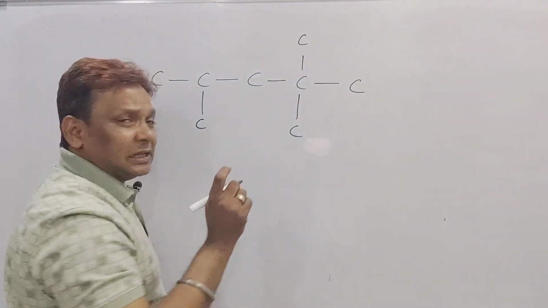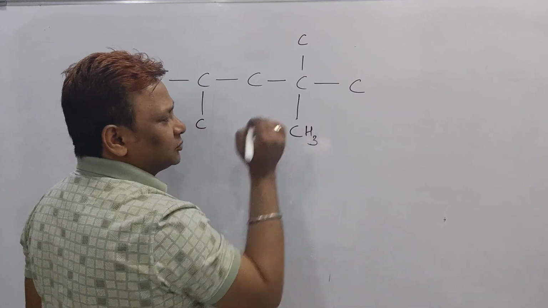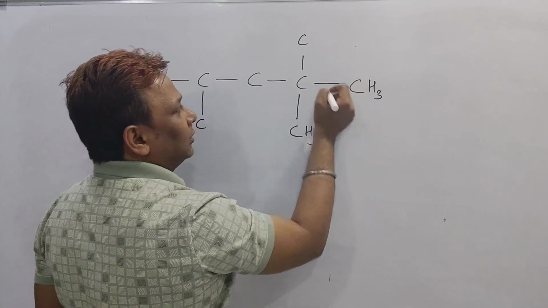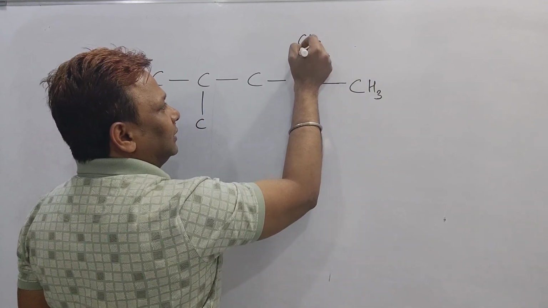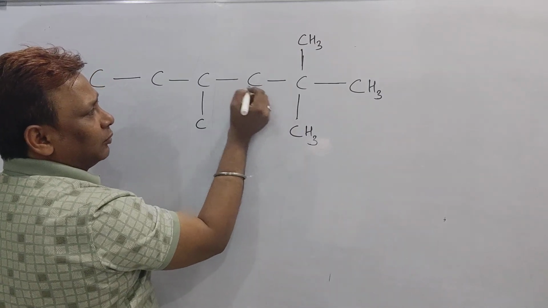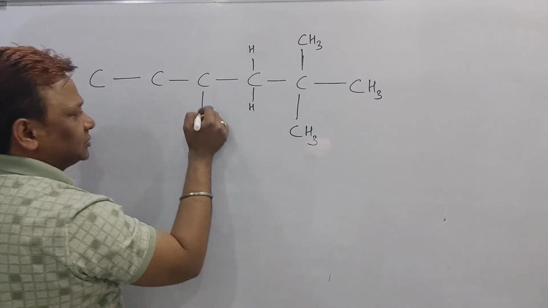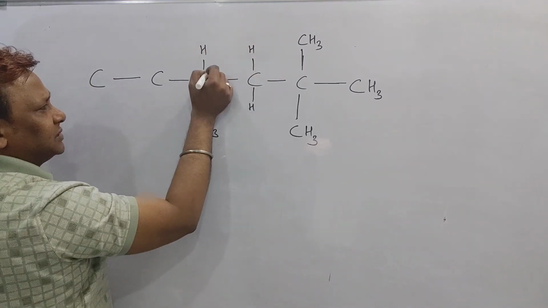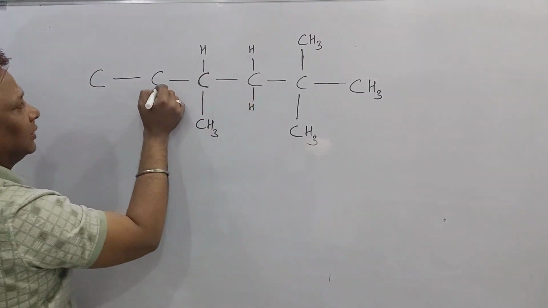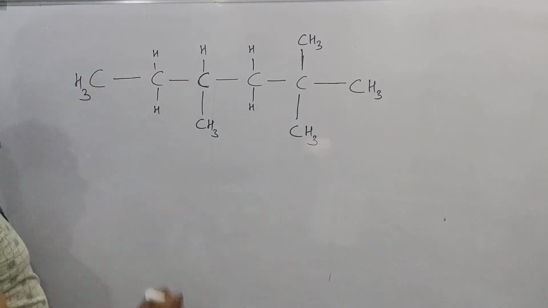See, beta, to satisfy the carbon valency 4, I will put 3 hydrogens here. 3 plus 1, 4, right? To make the carbon valency 4: 1 bond, 2, then 3, and then 4. Here 1 hydrogen means this carbon will complete its valency 4: 1, 2, 3 and 4. Here also it completes its valency 4.